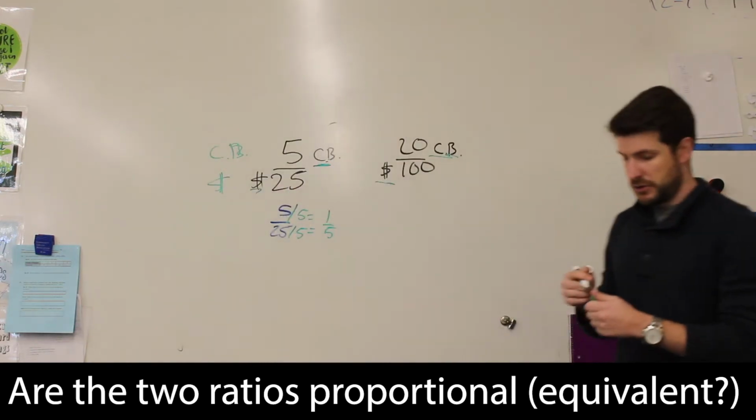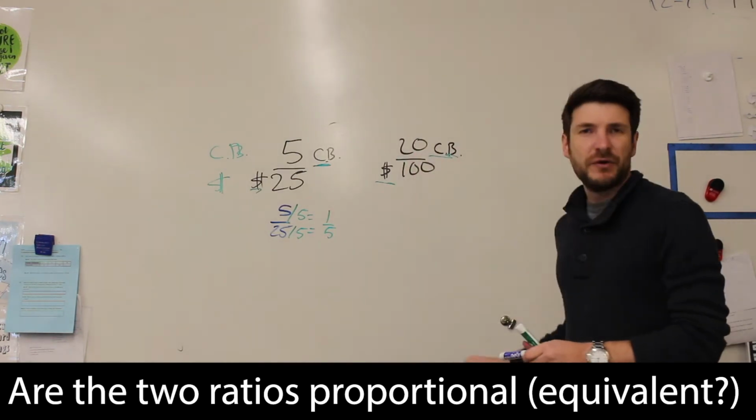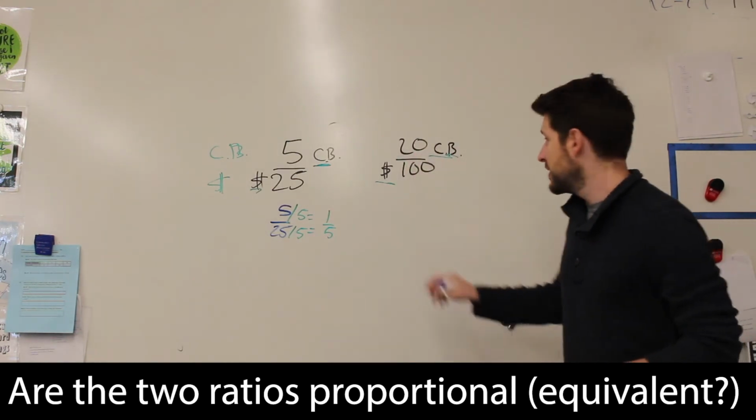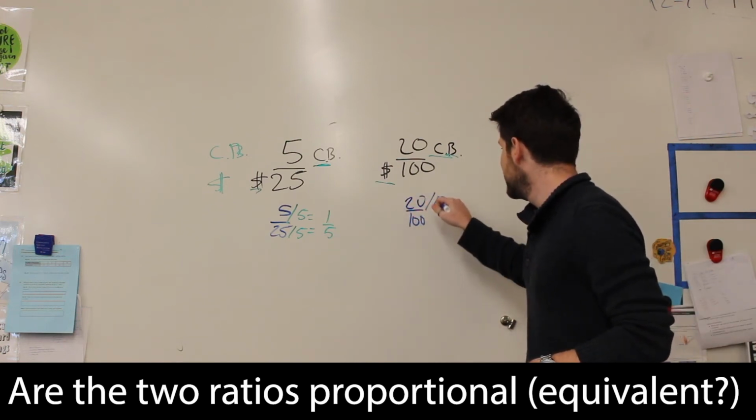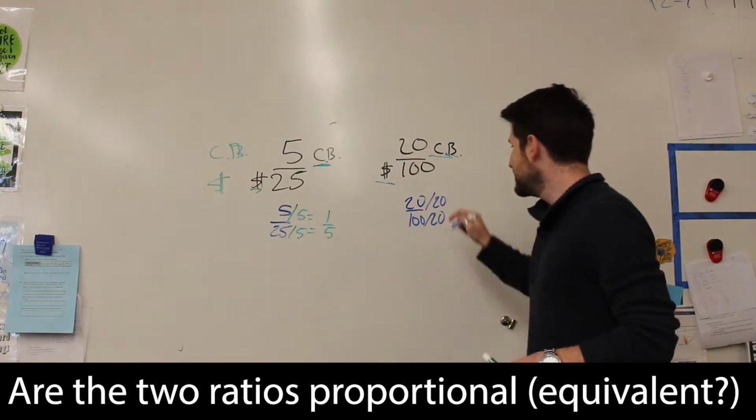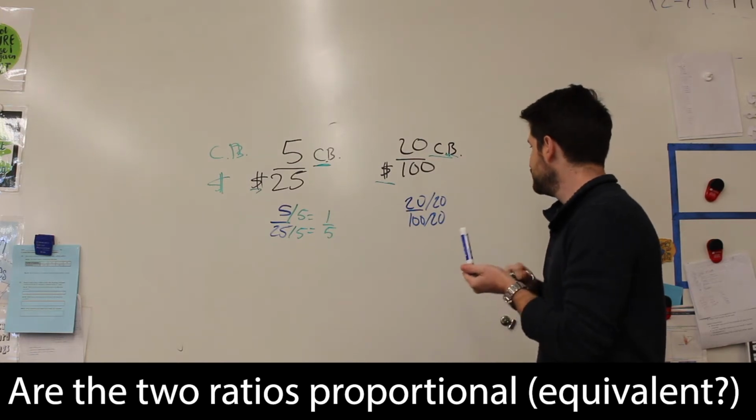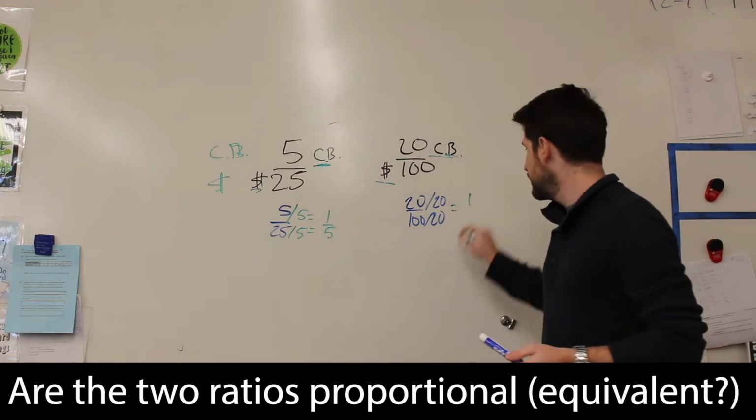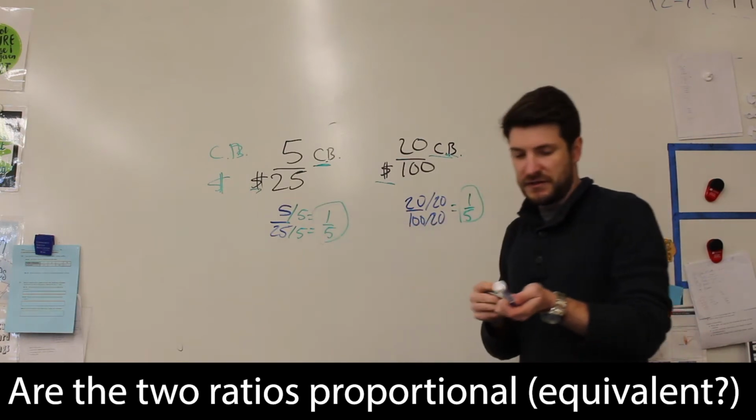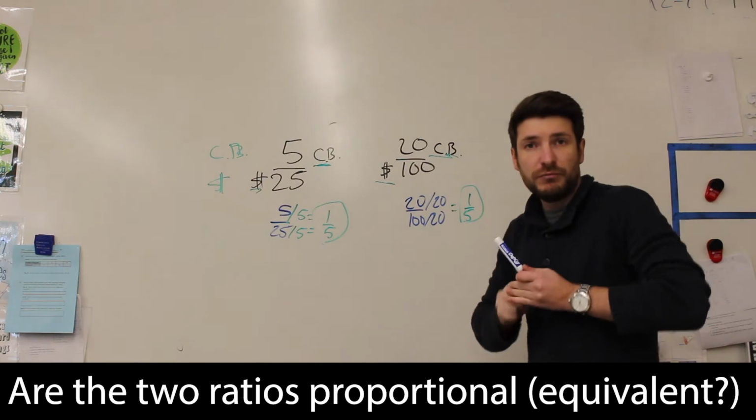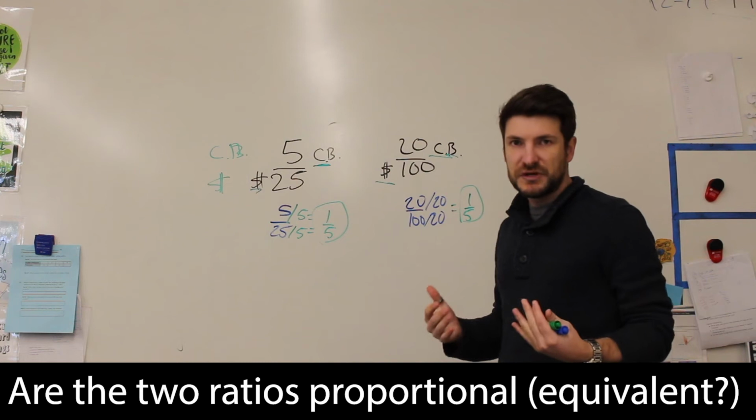Now 20 over 100. I apologize, it's been quite a break. 20 over 100, divided by 20, divided by 20. 20 divided by 20 is 1. 100 divided by 20 is 5. Hey, they both simplify down to 1/5. Therefore, they are proportional. So finding proportional relationships is pretty simple.